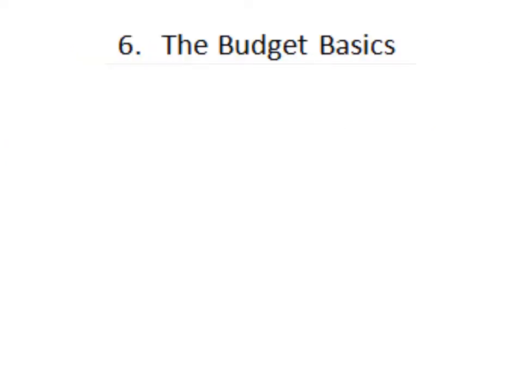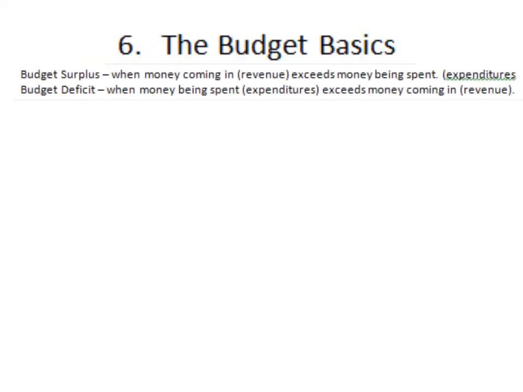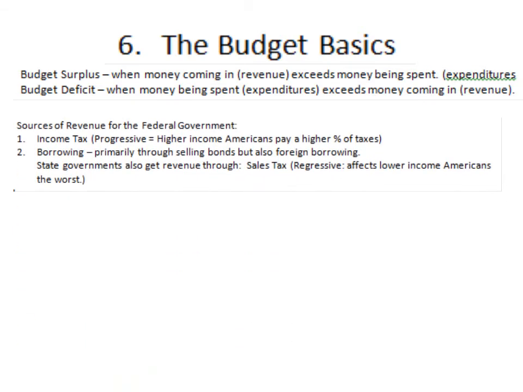For number 6, we look at the things that you have to know about the federal budget. We'll start with the fact that any time that the government is bringing in more money, that means its revenue is exceeding the amount that it's spending, expenditures or appropriations, then it has a surplus. If the opposite is true and the government is spending more money than it's bringing in, we would say it's running a deficit.